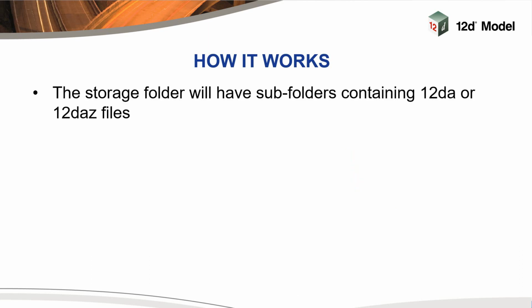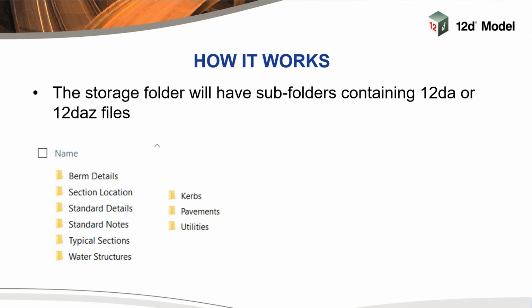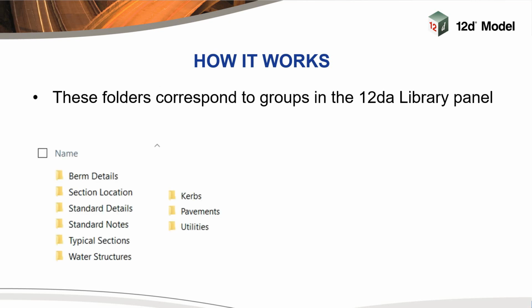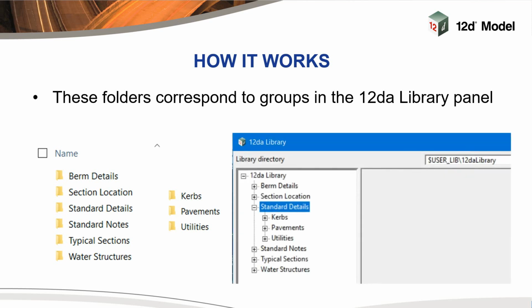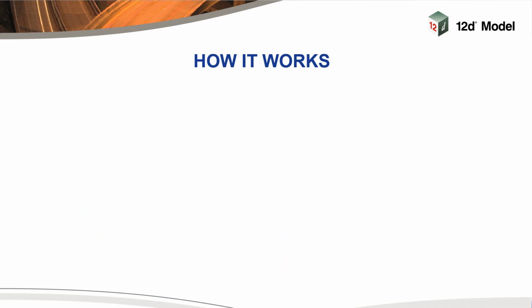So this storage folder is going to have subfolders containing 12DA or 12DAZ files. You can go as deep as you want to in your Windows File Explorer with the folder names, and inside those folders it's going to have corresponding files. Wherever you've got a folder, it corresponds in the 12DA library option to a group itself, so you can store them under there.